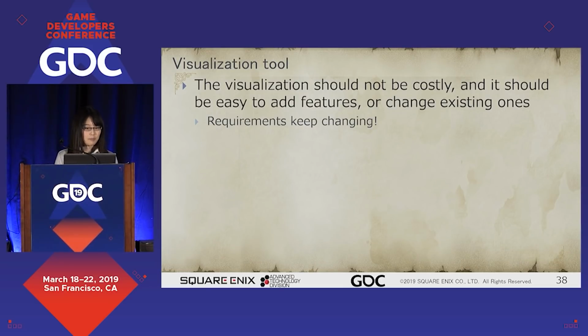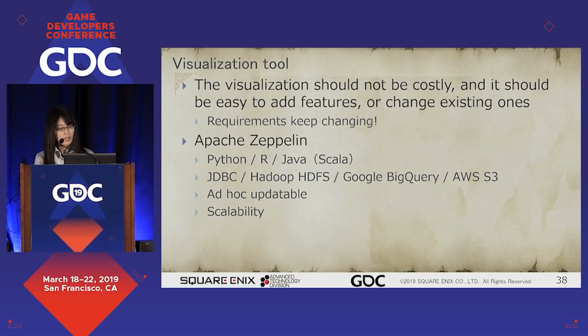Every time the analysis progresses, every time the game is updated, what you want to check and what you want to know will change. Therefore, the visualization is required to be stable at low cost and easy to customize. We are using open source Apache Zeppelin. Various languages and data sources are available for this tool. We can add and change the display, such as tables and graphs, anytime we want.